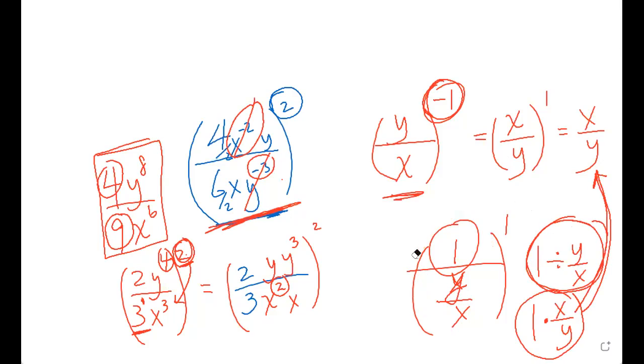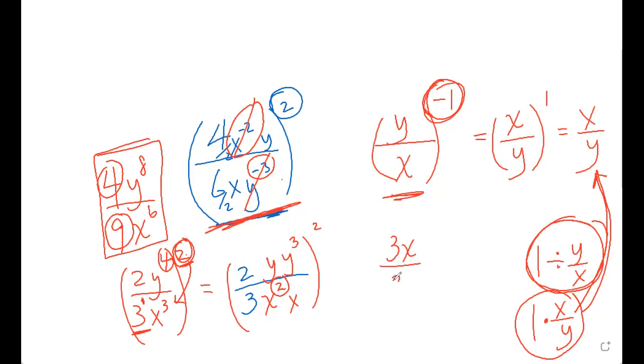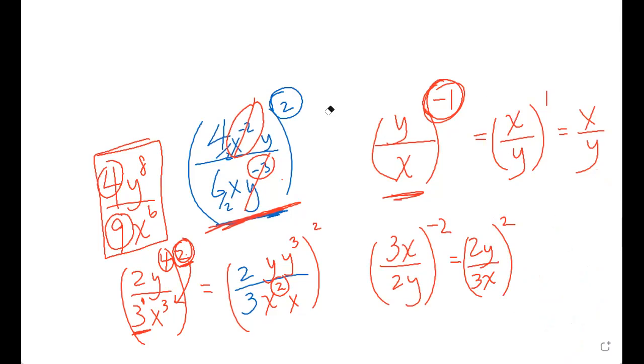So in conclusion, whenever you have a fraction, you can have 3x over 2y. And if you have a -2, then all you have to do is flip the fraction and it becomes positive 2. And then, of course, you have to resolve this. And what is that? This will be 4y squared over 9x squared. That will be the answer.